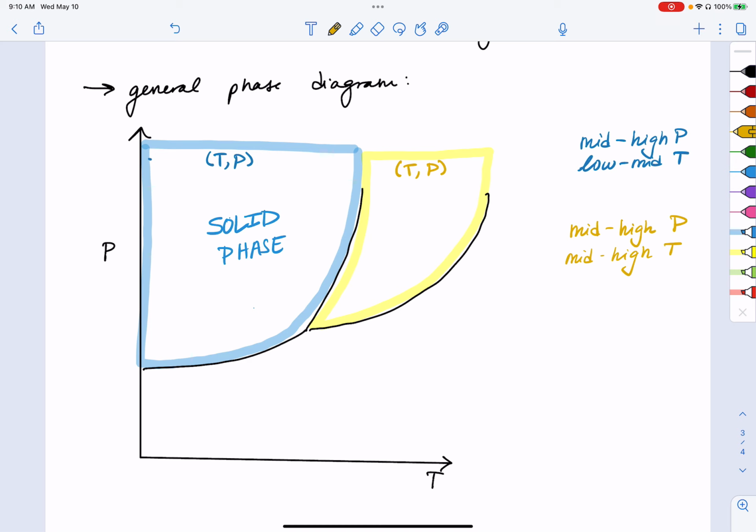So kind of middle of the road, right? We're not looking at really low temperatures or really low pressures, nor are we looking at super high temperatures. We're looking at enough pressure to keep our molecules together, but enough temperature to keep those molecules in motion. So that is going to be our liquid phase. At any of these temperature or pressure points, we're going to have liquid.